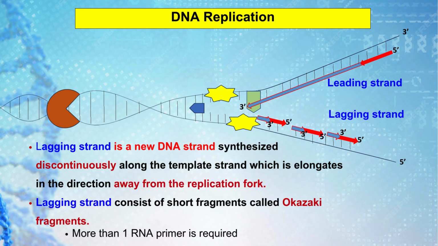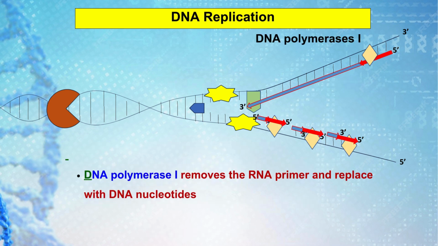The lagging strand is a new DNA strand synthesized discontinuously along the template strand, which elongates in the direction away from the replication fork. The lagging strand consists of short fragments called Okazaki fragments. More than one RNA primer is required.